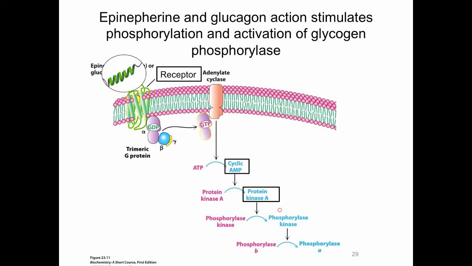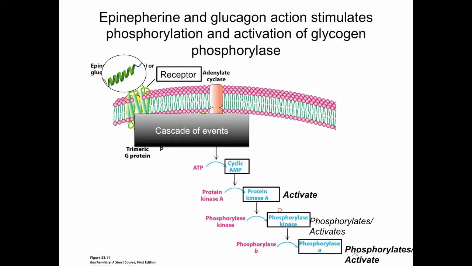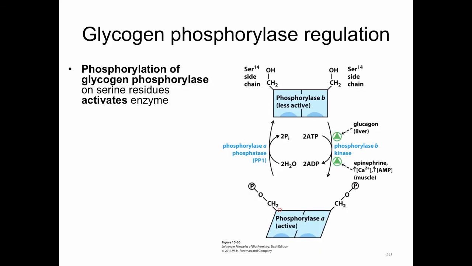Epinephrine and glucagon stimulate phosphorylation and activation of glycogen phosphorylase. When epinephrine and glucagon bind to their cognate receptors, this causes a cascade of events, which we've already learned results in the formation of cyclic AMP, which then activates protein kinase A. Protein kinase A phosphorylates and activates a different protein kinase called phosphorylase kinase, and then phosphorylase kinase phosphorylates and activates glycogen phosphorylase. So phosphorylation of glycogen phosphorylase on serine residues activates the enzyme.